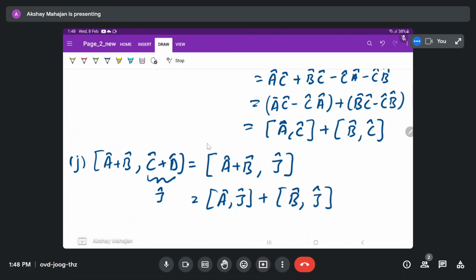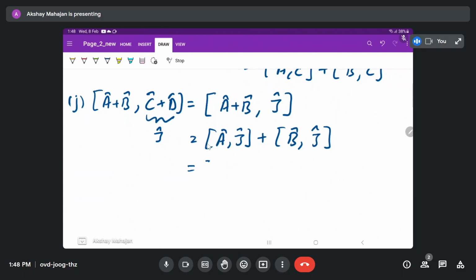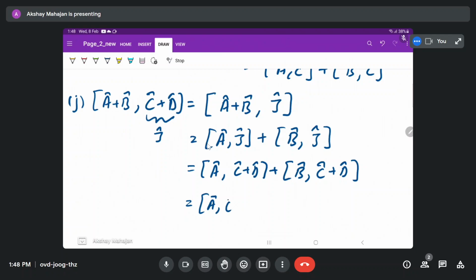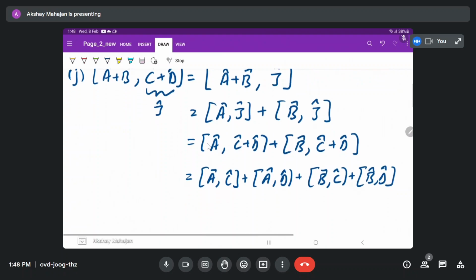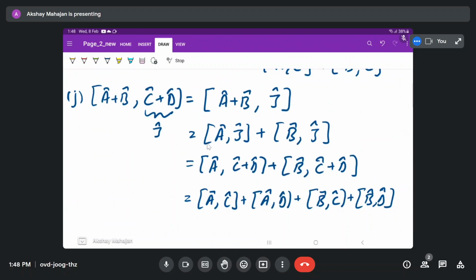BJ, and we will replace J with C plus D. So this will give us AC plus AD, plus this will give us BC plus BD. So this is our last identity that we have to prove.